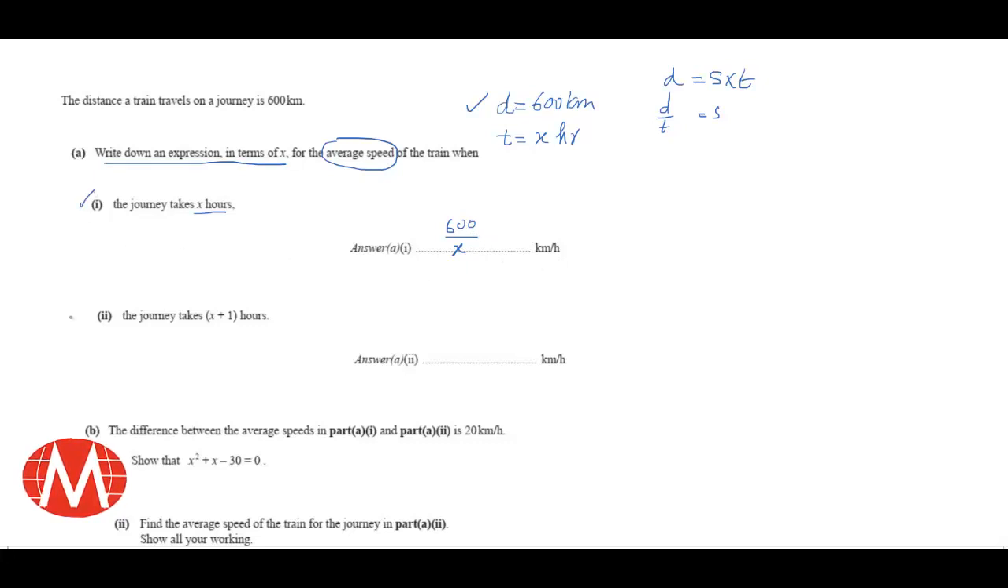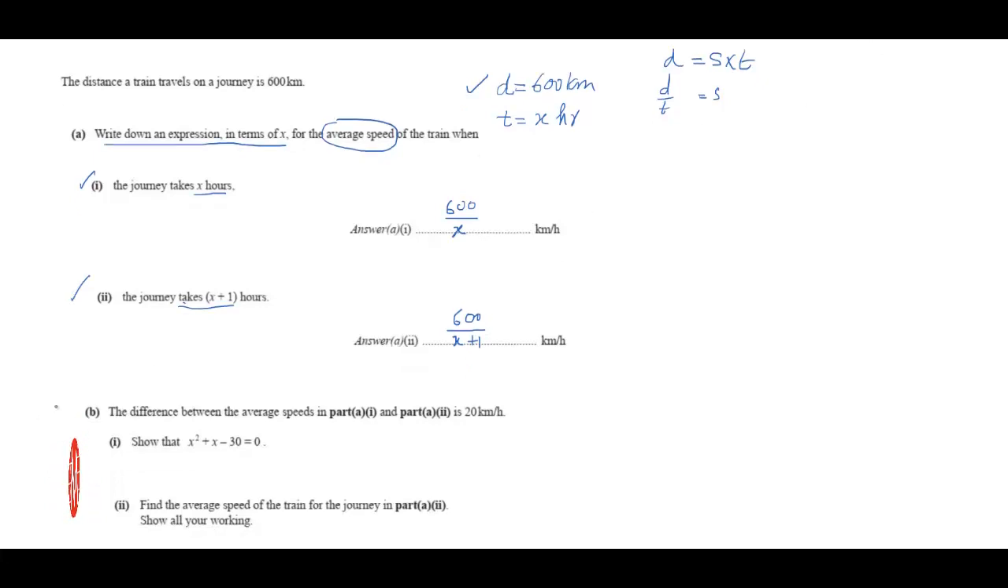In the second part, we again have to write an expression in terms of x for the average speed. Again the distance covered is the same, 600, and the time taken is x plus 1 hour. So this is the expression for speed in this second part of the question.